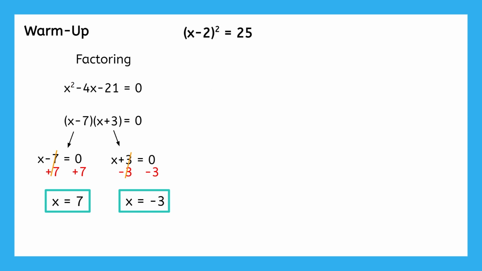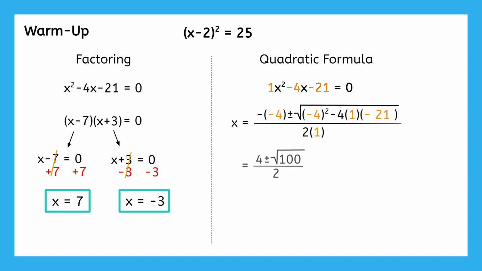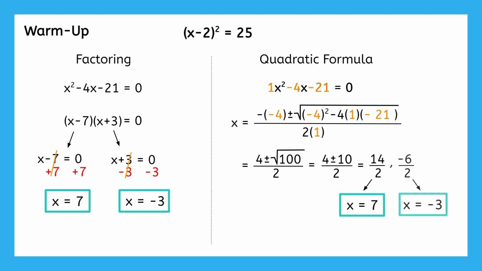To solve with the quadratic formula, we have that a is 1, b is negative 4, and c is negative 21. Then we substitute these values into the formula and simplify. Our first solution is 14 over 2, which is 7, and our second solution is negative 6 over 2, which is negative 3. Ugh. Well, that seemed like a lot of work. Maybe there's a more efficient way to solve an equation that's set up in this particular way.